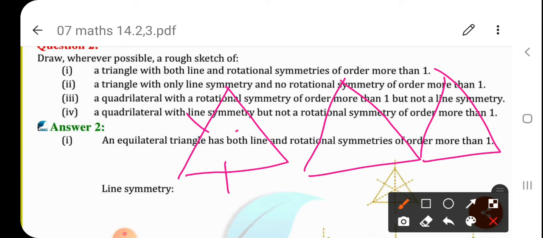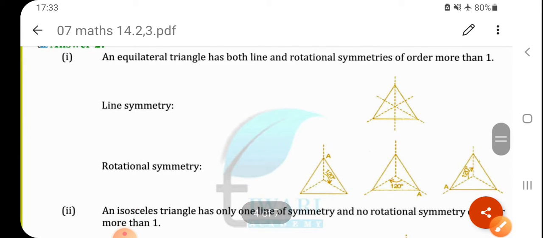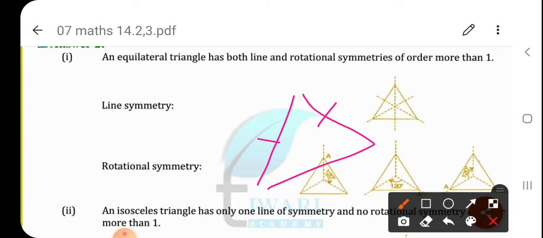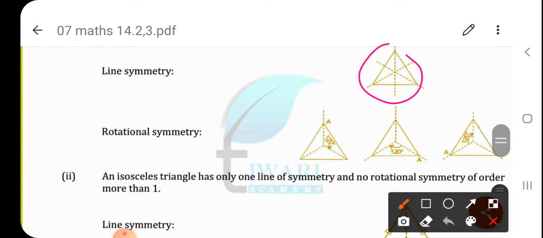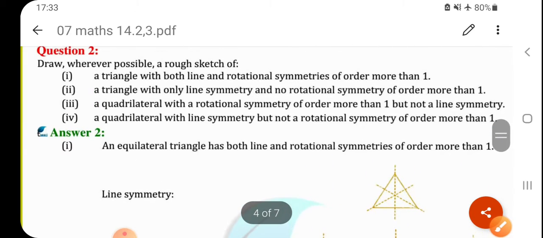In an equilateral triangle all 3 sides are the same. In an isosceles triangle 2 sides are the same. In a scalene triangle all 3 sides are different. So you have to draw a triangle having both line and rotational symmetry of order more than 1. So it is an equilateral triangle. The total number of lines of symmetry is 3. In an isosceles triangle only two sides are the same, so rotational symmetry will not be possible. In an equilateral triangle, rotational symmetry is also possible. You can rotate this triangle by 120 degrees.